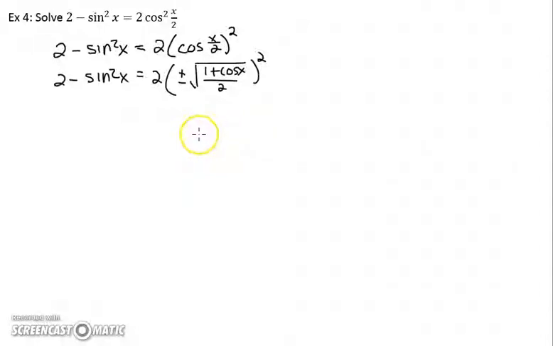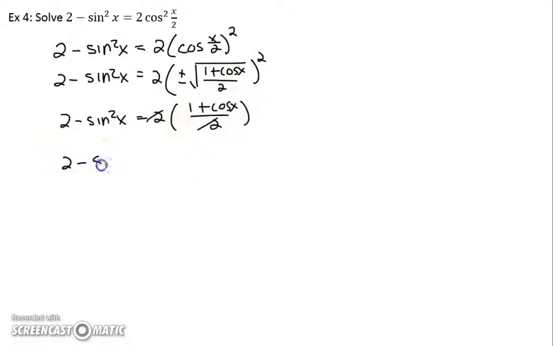Now it's going to turn out that it doesn't matter what quadrant we're in. This plus or minus is going to be irrelevant because we're squaring. Whenever we square something, it's going to turn positive. The square of a square root is going to cancel out. So we're going to be looking at 2 minus sine squared of x equals 2 times 1 plus cosine of x over 2. Your 2's can cancel, so 2 minus sine squared of x equals 1 plus cosine of x.